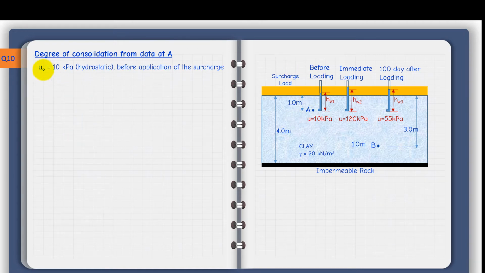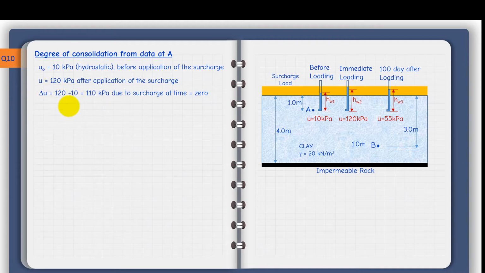First, we are given that u naught is 10 kPa. This is pretty much close to being hydrostatic. That's 10 kPa before application of any surcharge. I am here just reiterating this so that we can understand the problem together. And immediately after applying the surcharge, I have 120 kPa.